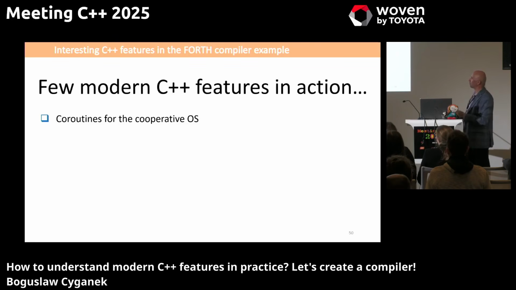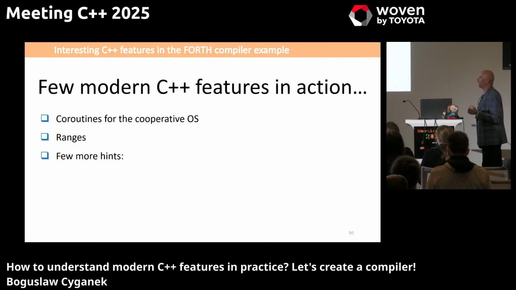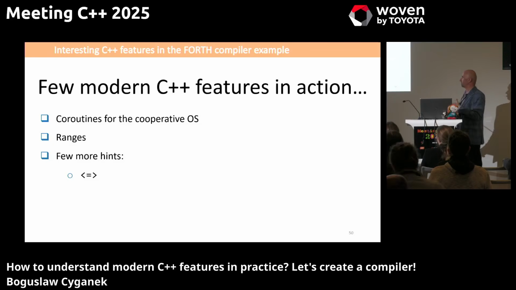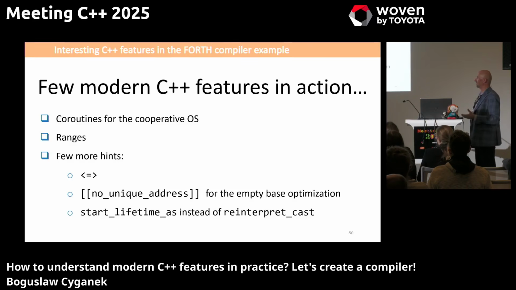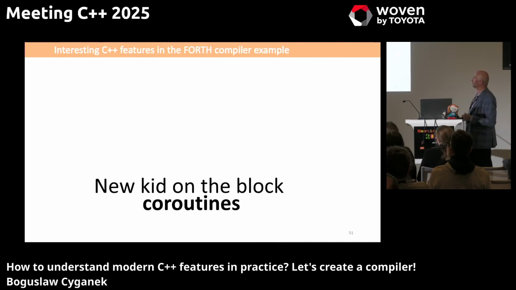Okay, so coroutines. For a cooperative OS, that's the key issue. Why? I will tell you why later. We have ranges as well on board. A few more hints: the spaceship operator, no_unique_address is helpful. Start_lifetime_as, so the domain of bit operations in projects like this, embedded stuff, is quite useful.